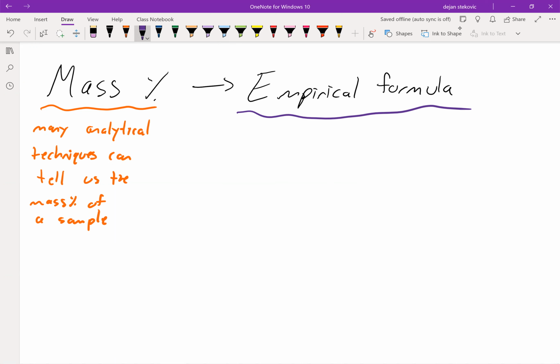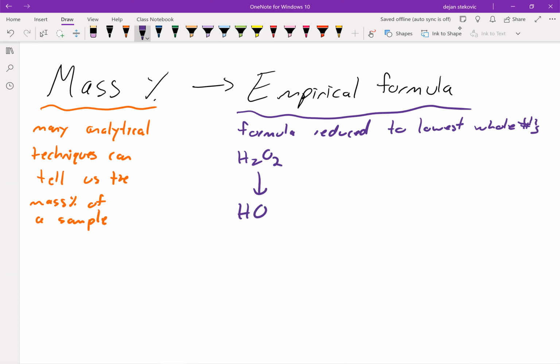So let's take a look at what empirical formula is. Empirical formula is the molecular formula reduced to the lowest whole numbers. So for example, hydrogen peroxide is H2O2. Notice that they're both divisible by 2. So its empirical formula would be HO. Right, and that's what we could get from the mass percent.